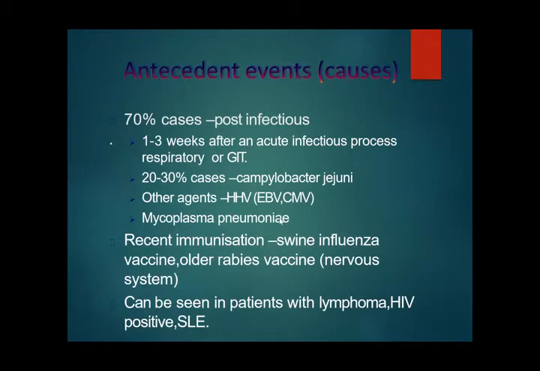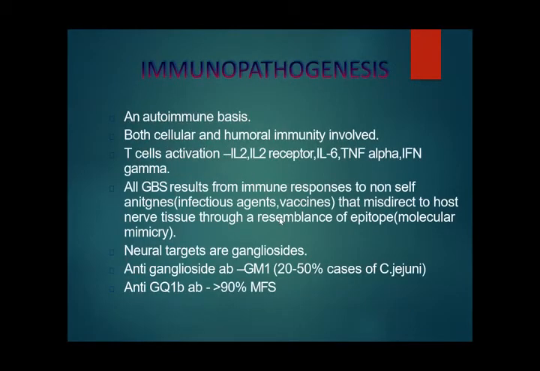It also involves T-cell activation, interleukin-2, 6, TNF, and neural targets are gangliosides. Anti-ganglioside antibodies, GM1 antibodies, are present in 20 to 50% of cases which are associated with Campylobacter jejuni, and anti-GQ1b antibodies are present in more than 90% of Miller-Fisher syndrome. The myelin sheath surrounding the axon is lost. This is demyelination. As you can see, the damaged myelin and the exposed nerve fiber.